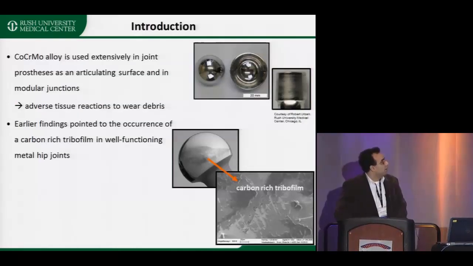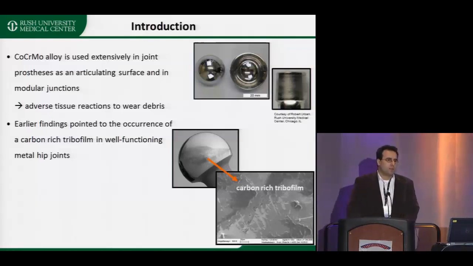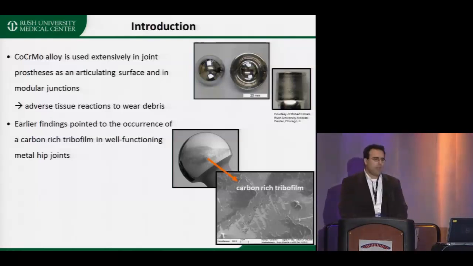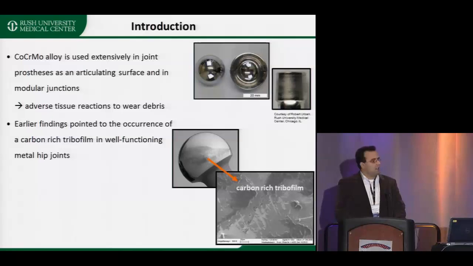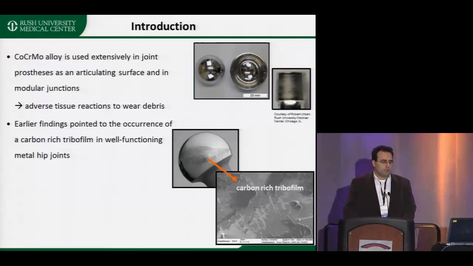Many people already talked in this session about cobalt chrome molybdenum alloy, and as you know, it's extensively used for orthopedic prostheses, especially for articulating surfaces, but also in modular junctions. And you also all know, especially if you visited Dr. Halab's talk a couple of days ago, that there's enormous concern due to implant failure caused by adverse tissue reaction as a result of excessive wear debris generation or ion release.